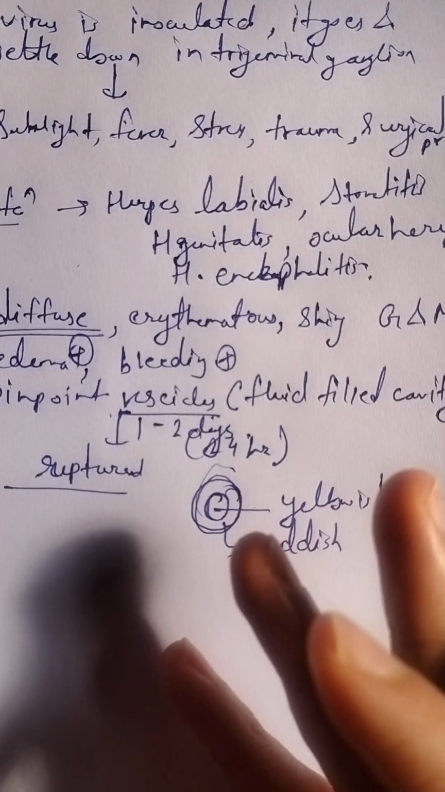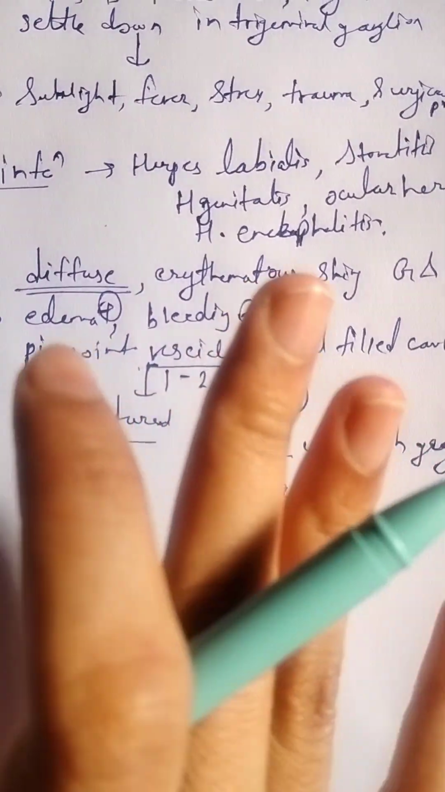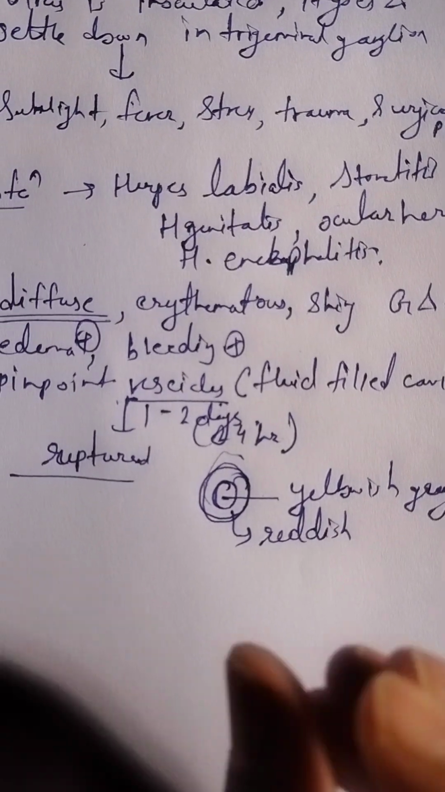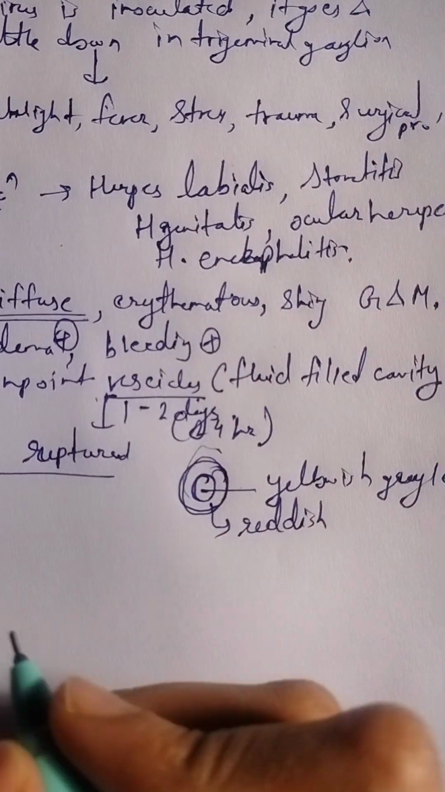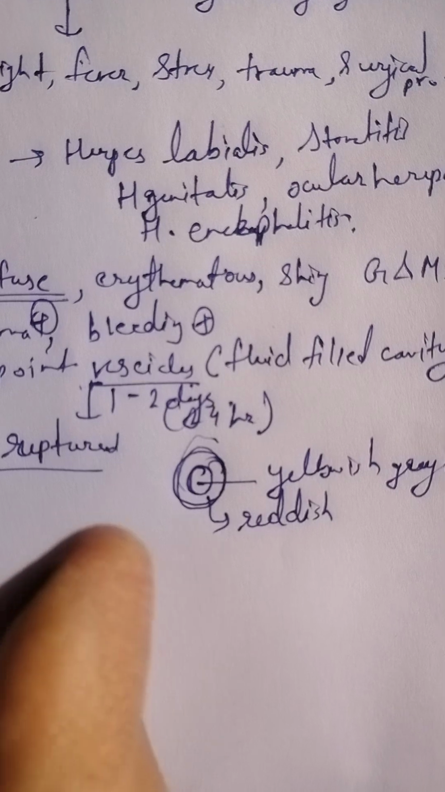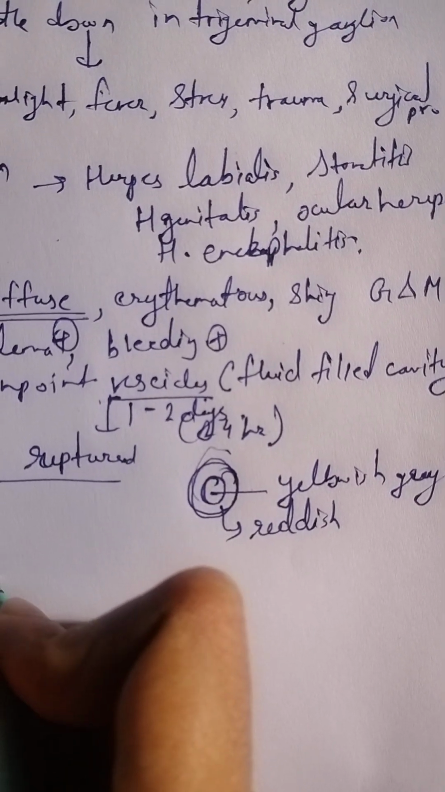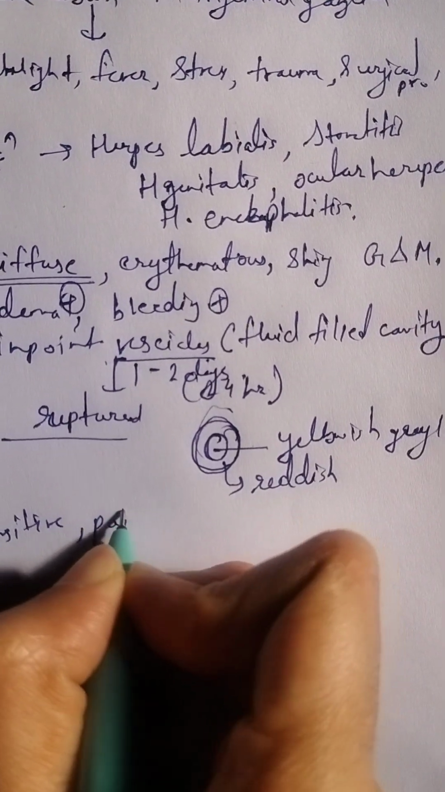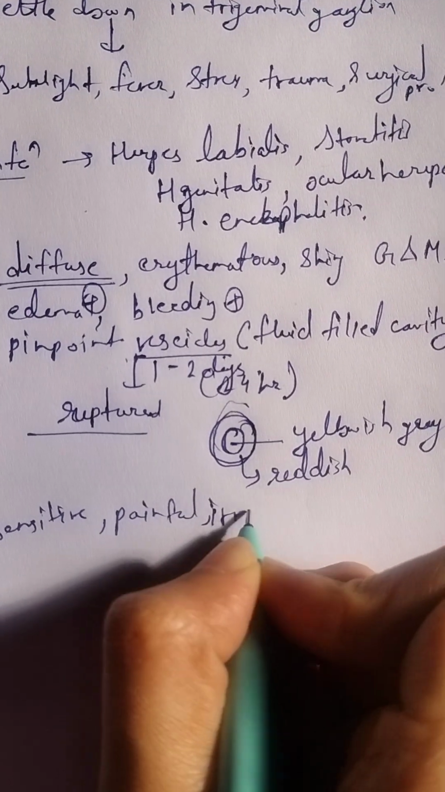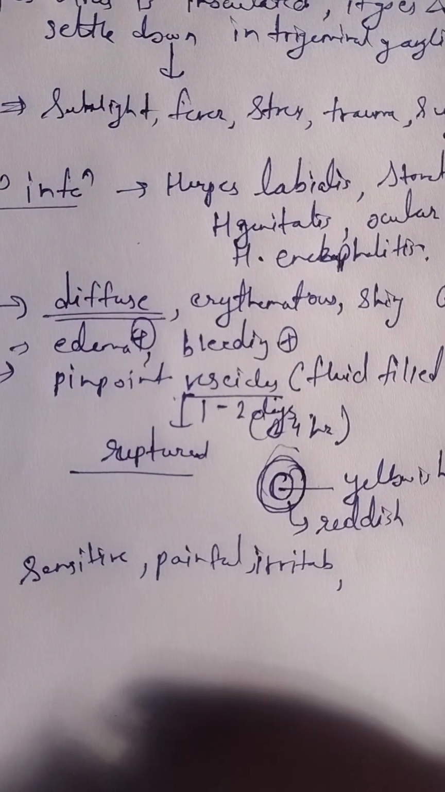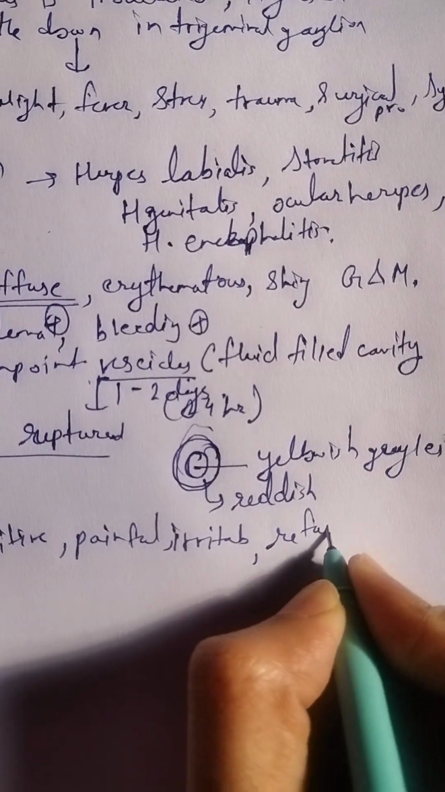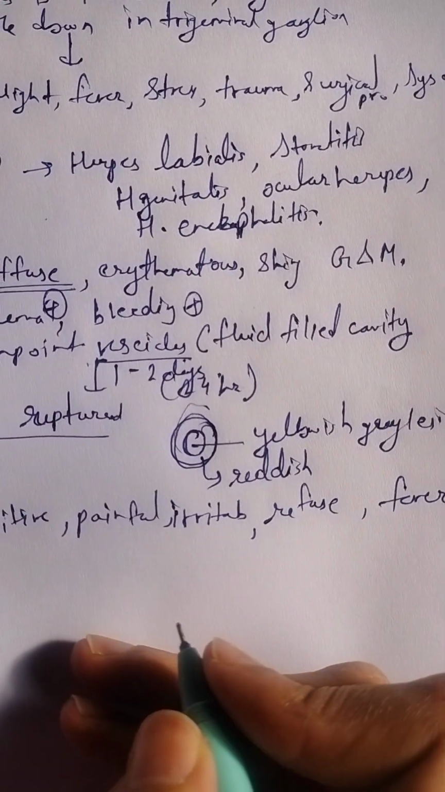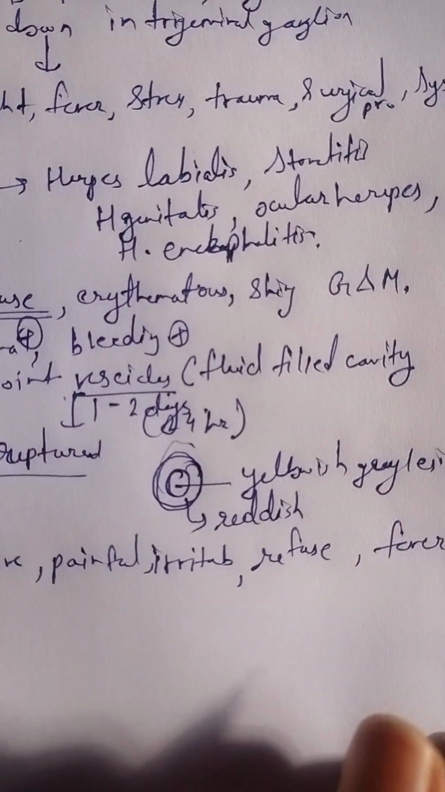Then what are the symptoms? This condition heals without scar formation. The symptoms are sensitivity to thermal changes, and it is very painful. Irritability occurs, and the person refuses to eat. There is high fever, then lymphadenitis and generalized malaise also present.